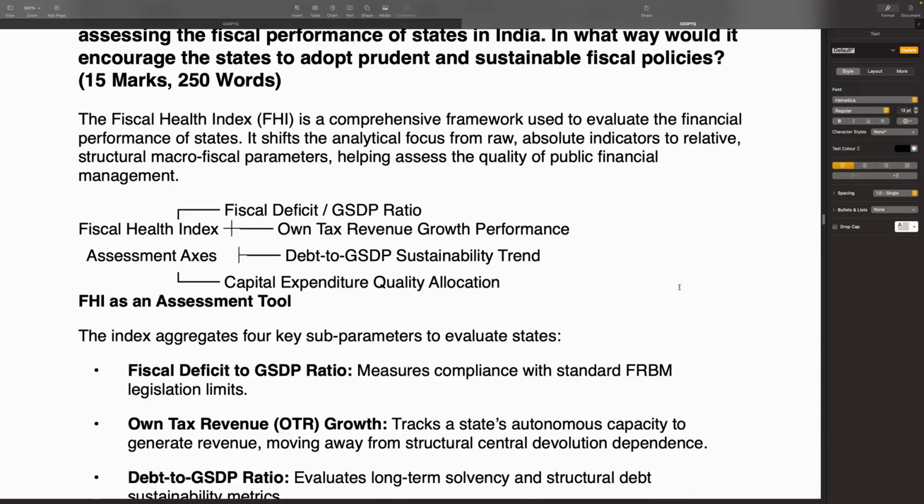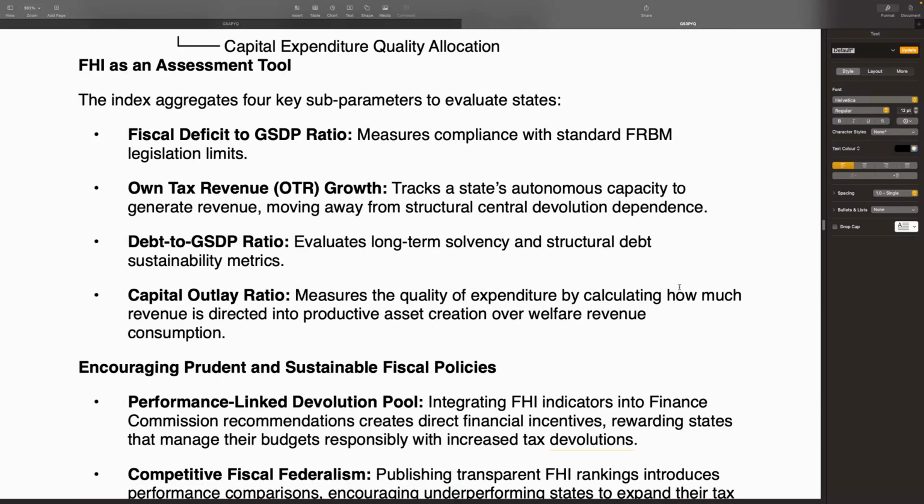FHI as an assessment tool. The index aggregates 4 key sub-pillars to evaluate states: fiscal deficit to GSDP ratio, measures compliance with standard FRBM legislation limits; own tax revenue growth, tracks a state's autonomous capacity to generate revenue, moving away from structural central devolution dependence; debt to GSDP ratio, evaluates long-term solvency and structural debt sustainability metrics; capital outlay ratio, measures the quality of expenditure by calculating how much revenue is directed into productive asset creation over welfare revenue consumption.